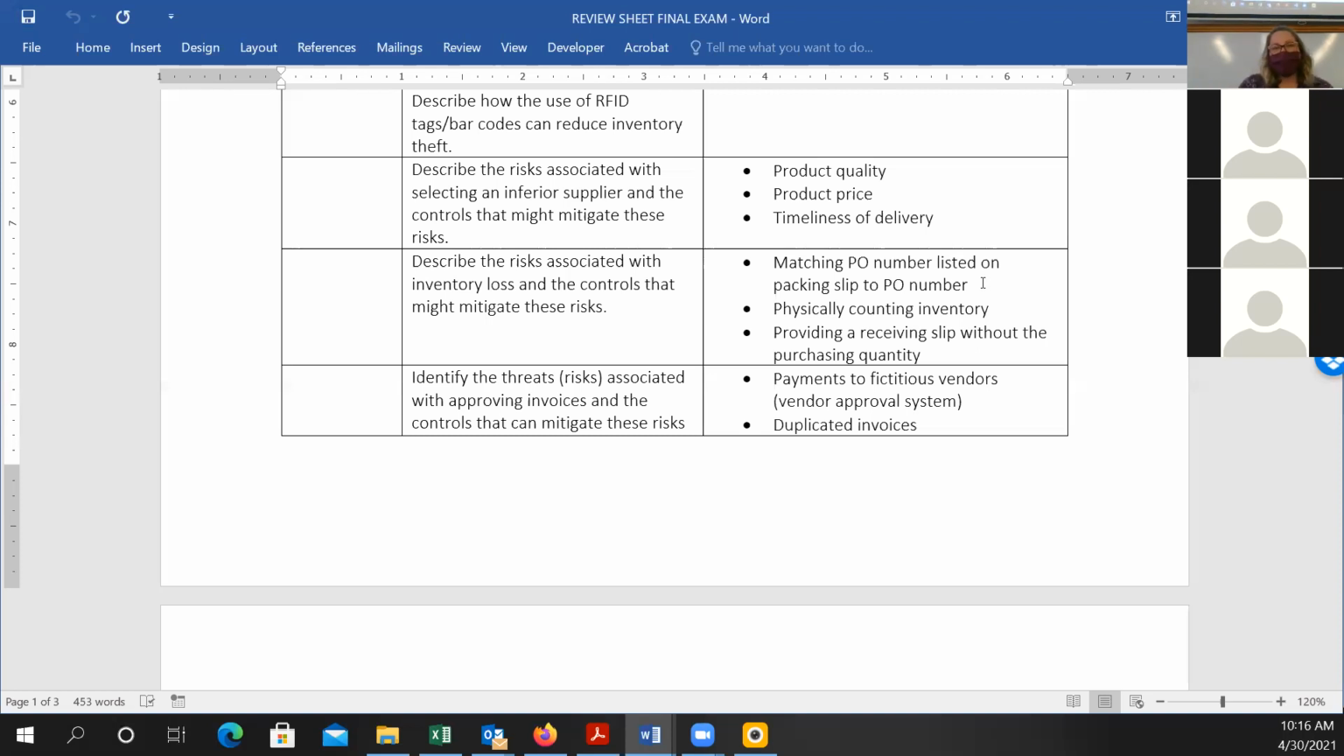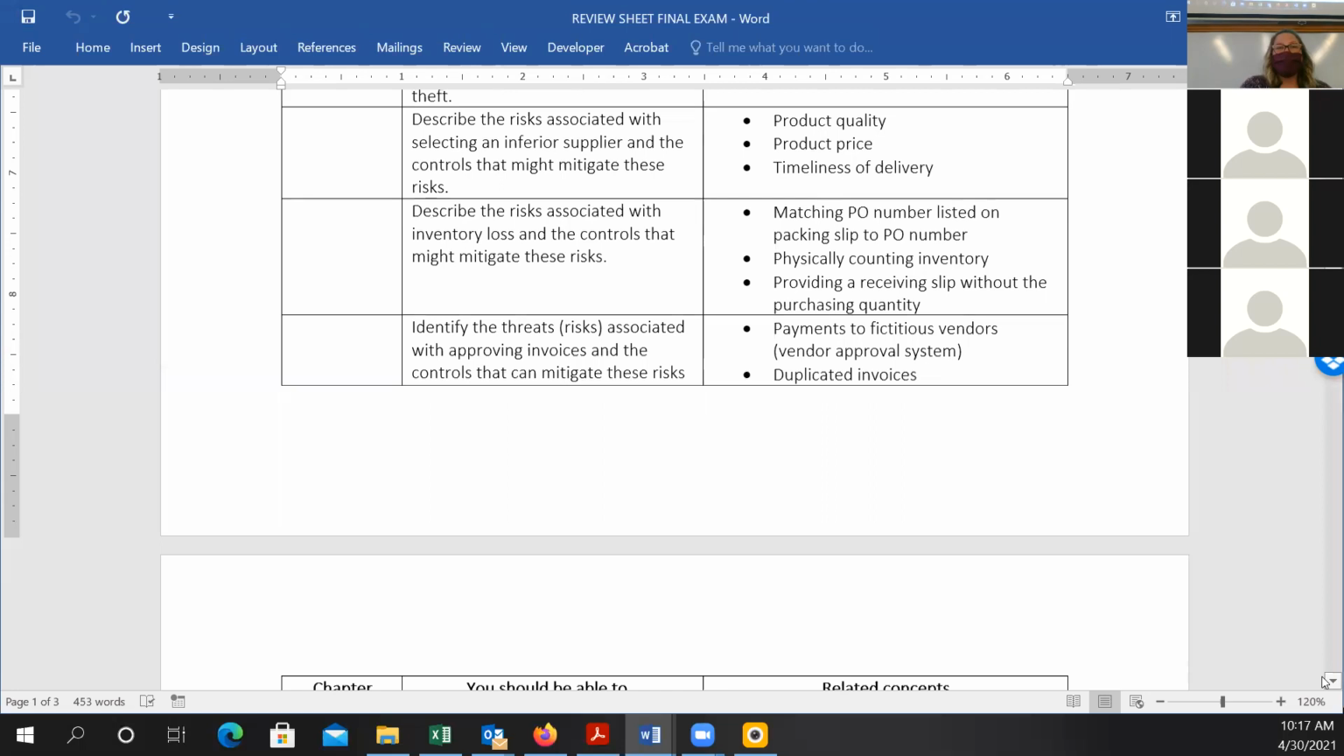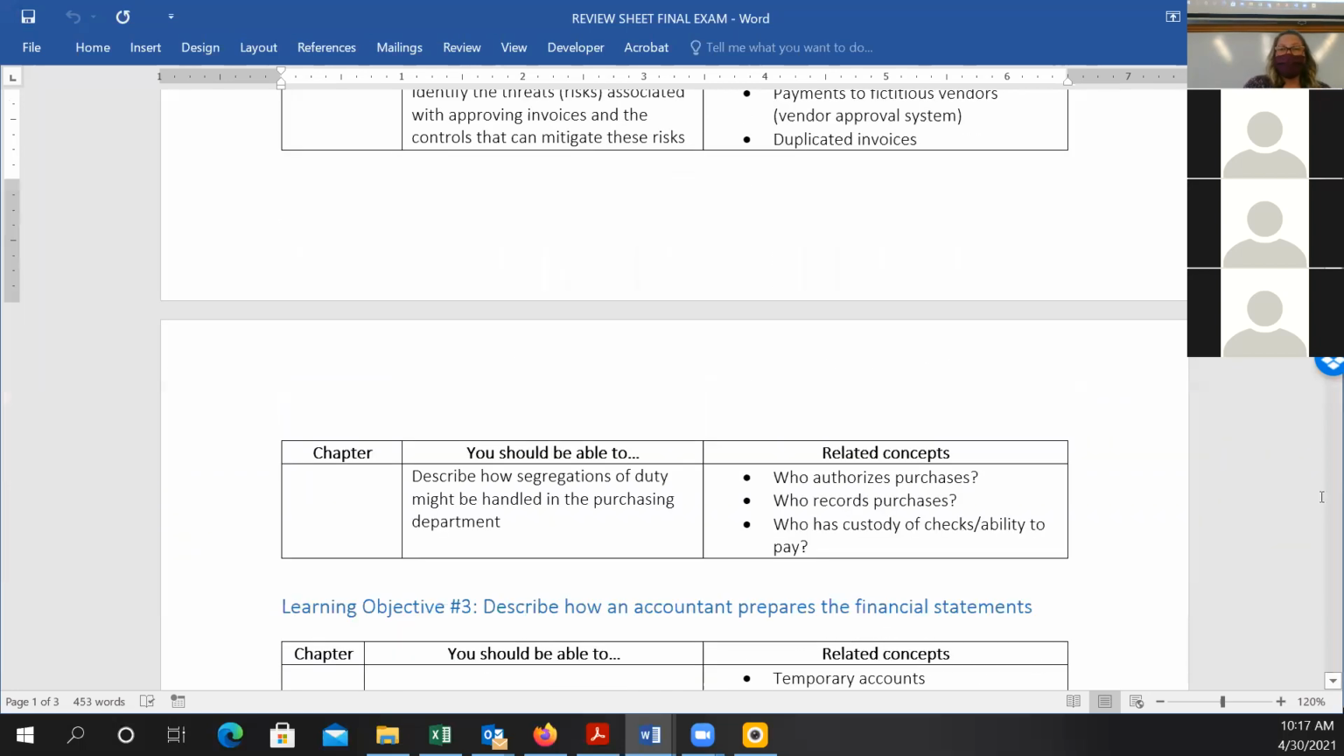So the next broad category of questions you should be able to answer: identify the threats. I always use the phrase risk, but the textbook uses the phrase threats associated with approving invoices and the controls that can mitigate these risks. So one of the risks we talked about was payment to fictitious vendors.